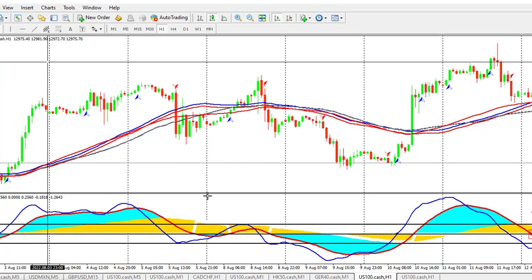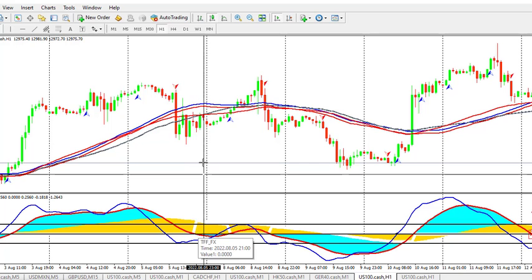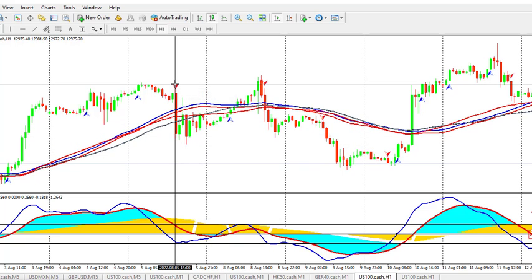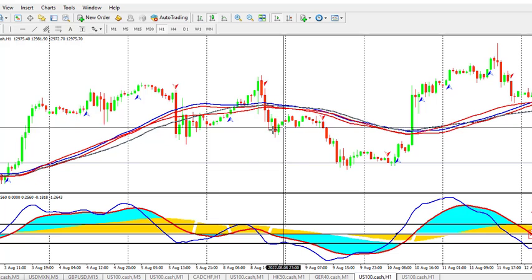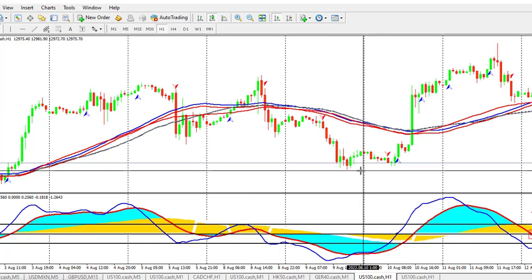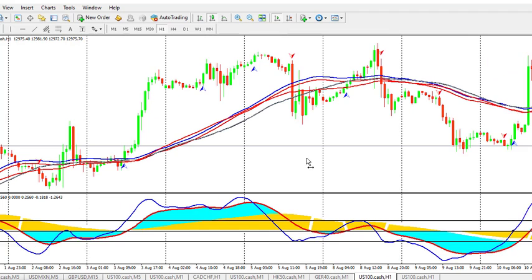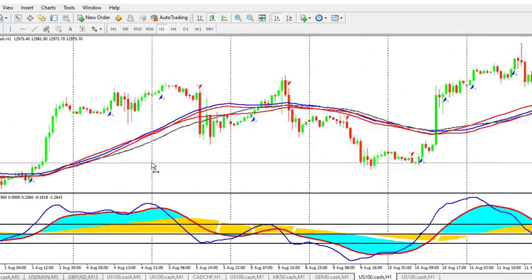And here we have another signal. This is the aqua color below the zero line for a sell, and the candle closes below. The price would have hit our stop loss at this particular point, a few pips above it, before the trend actually continued in our direction. So this is how to use this particular strategy. It works so well.